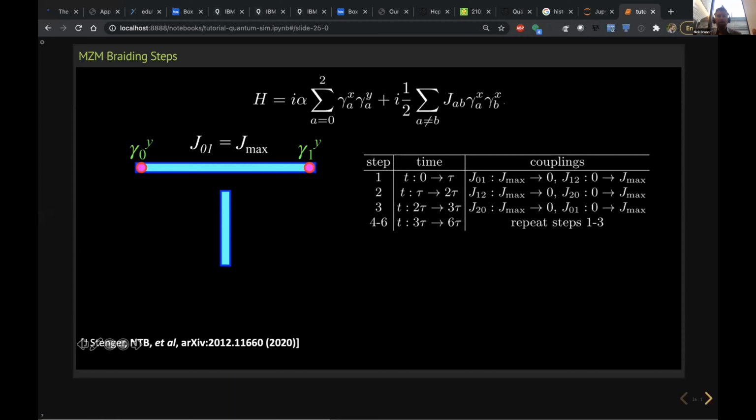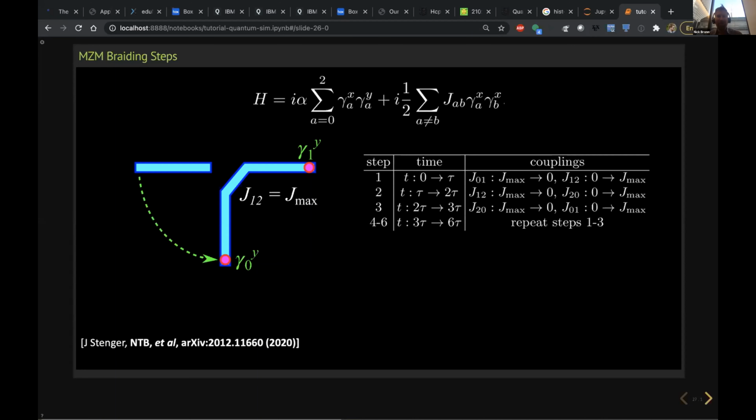In the first step, we're going to take this J01 and send it to 0 while bringing J12 up to its maximum value. So that's step 1 here, and that effectively pulls gamma 0 in and down. And so you've moved it from the left to the bottom. Okay, so hopefully everyone's still with me.